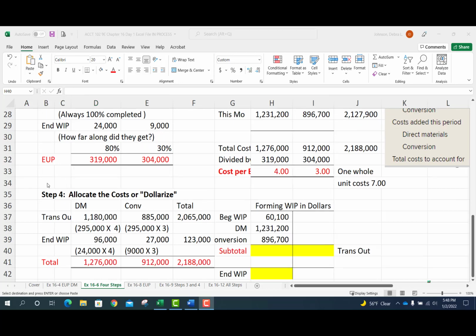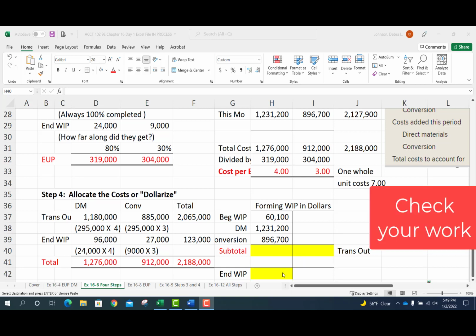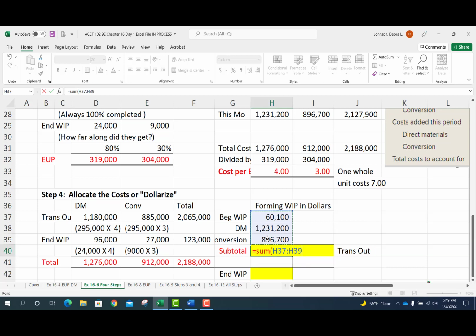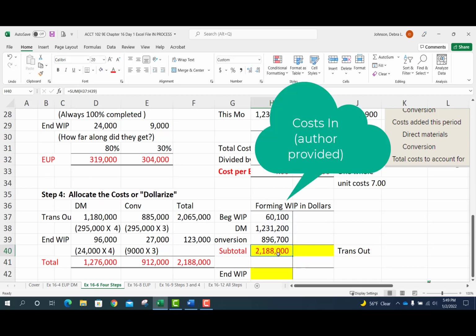So here is our final answers for step number 4. Take a look at the final answers and take a moment to check your work. Prove to yourself that the costs coming in equals the costs that have been distributed. So in the T account at the beginning of this problem, we showed that the total costs coming in were $2,188,000. I'm going to change these other yellow boxes to be green.